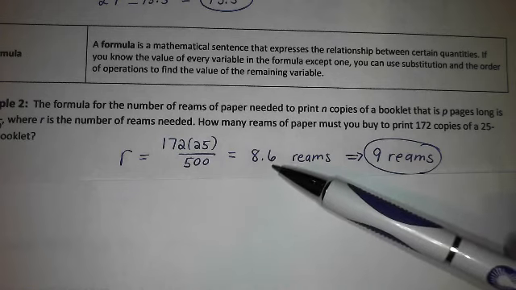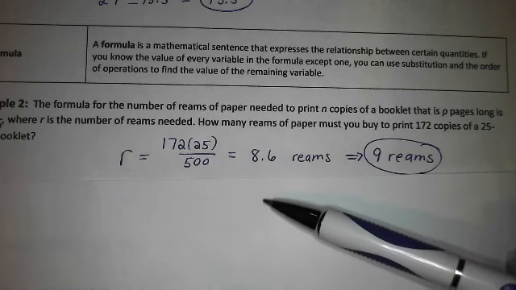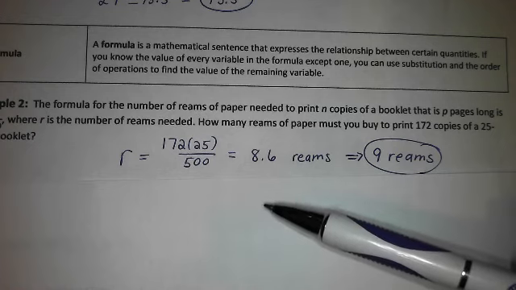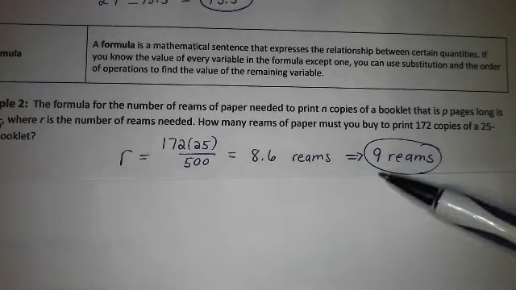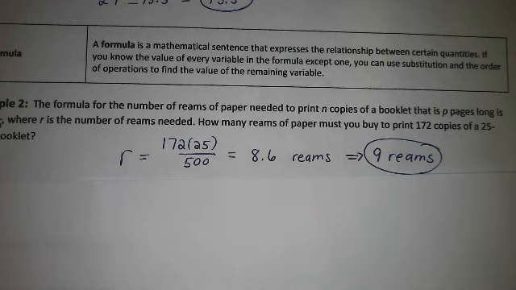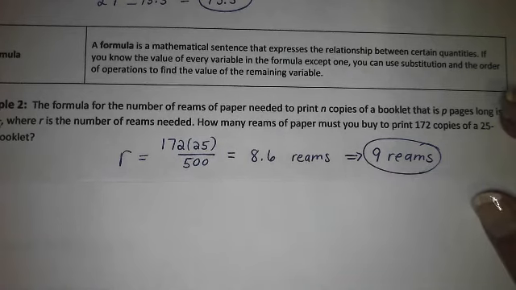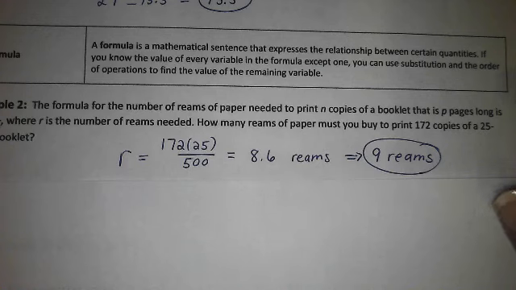Now we can't buy a 0.6 part of a ream of paper. You go to the store and say, hey, I want 0.6 part of a ream of paper. They would just look at you. You're crazy. So we would round that up to 9 reams of paper to make sure that we had enough to actually run off the copies.